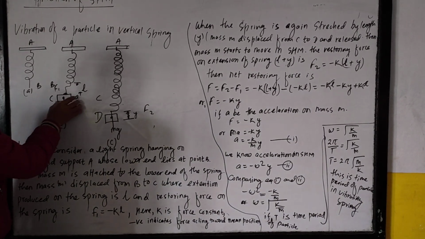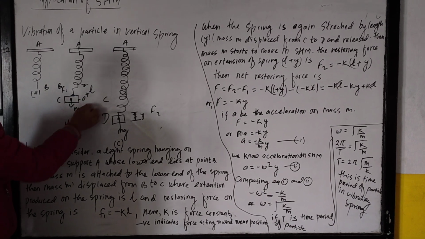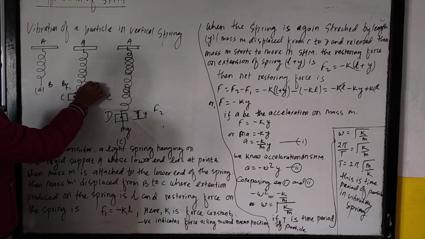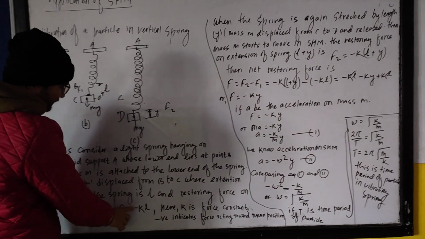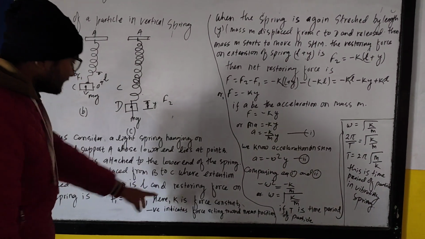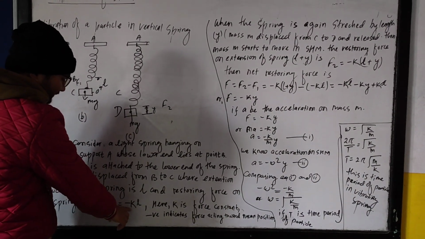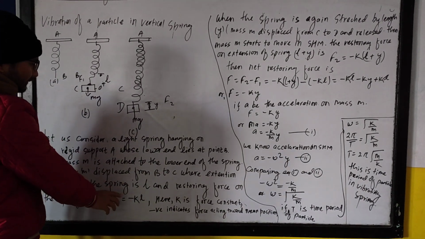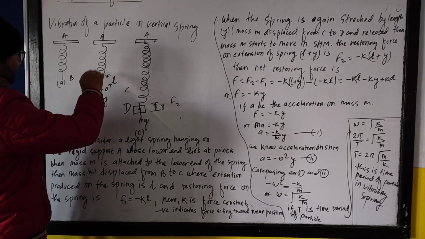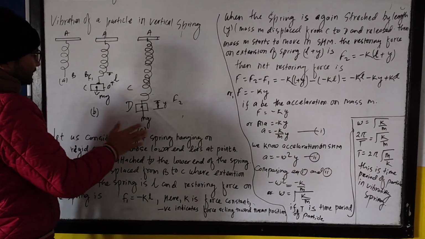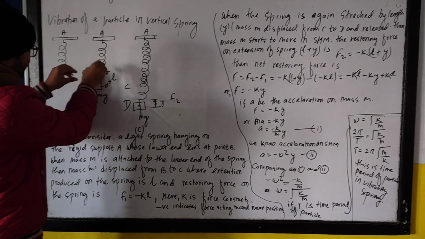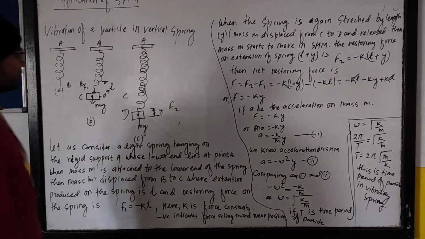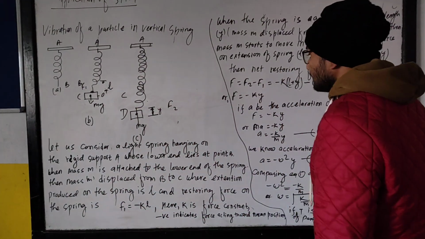When mass M is attached to the lower end, the restoring force F1 acts, and when it is displaced by distance L from B to C, F1 equals minus KL, where K is the restoring constant. The minus sign indicates that the force is always acting toward the mean position. You know that the restoring force is always in the opposite direction of the displacement. Suppose the object is going down, then the restoring force is in the up direction, that means in the opposite direction.